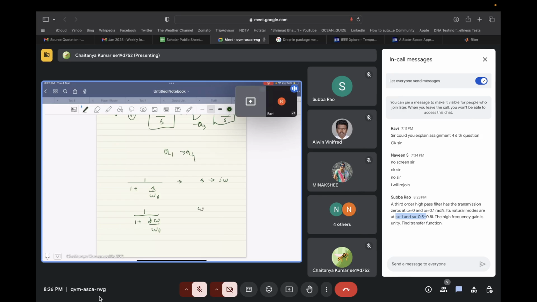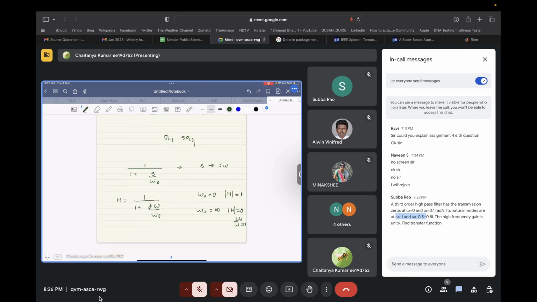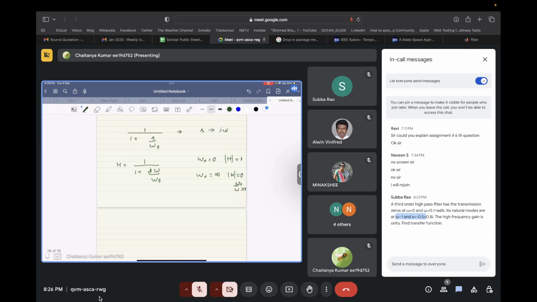At omega equal to 0, let's call this H, the mod of H is equal to 1. At omega equal to infinity, the mod of H is equal to 0, since this is roughly omega naught by omega, and this is equal to 0. Okay, so let's say we want to transform it to a high pass filter.